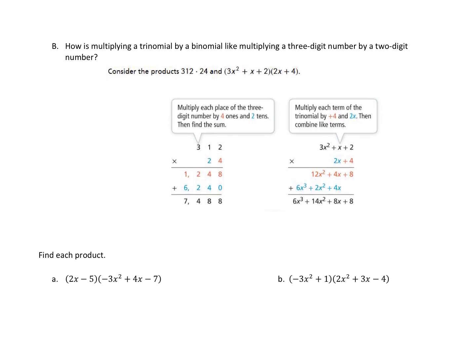How is multiplying a trinomial by a binomial like multiplying a 3-digit number by a 2-digit number? So consider the products 312 times 24, and then this trinomial 3x squared plus x plus 2 times 2x plus 4. So here we have the examples relating these. Here's your 312 times 24. We multiply each place on the 3-digit number by 4 ones and 2 tens, then we find the sum.